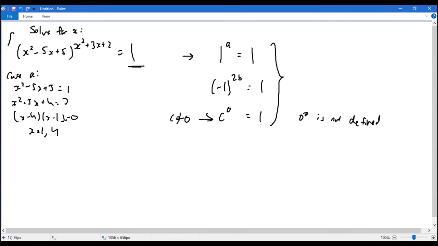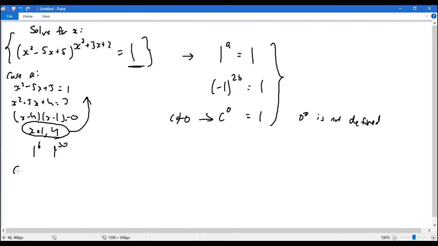Now when you have weird equations like this, it's always important to plug them back in to make sure that they actually work. Now we know if we plug in 1 and 4, the base becomes 1. So we just need to plug this into the exponent. This gives us 1 raised to the 1 plus 3 plus 2, which is 6. That is indeed 1. And this one gives 1 raised to the 16 plus 12 plus 2. 16 plus 12 is 28, plus 2 is 30. That is also 1. So both of those work.